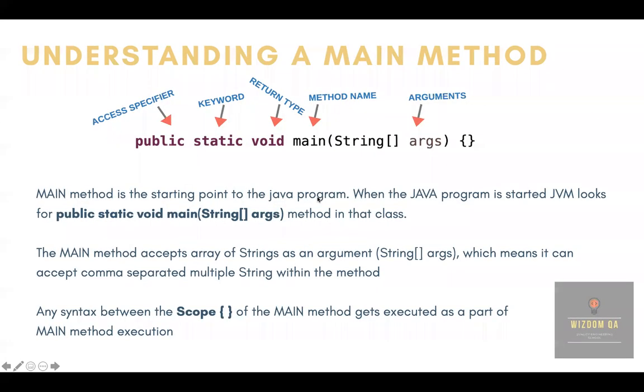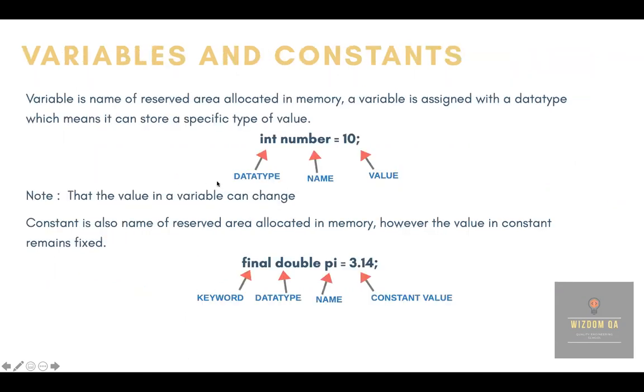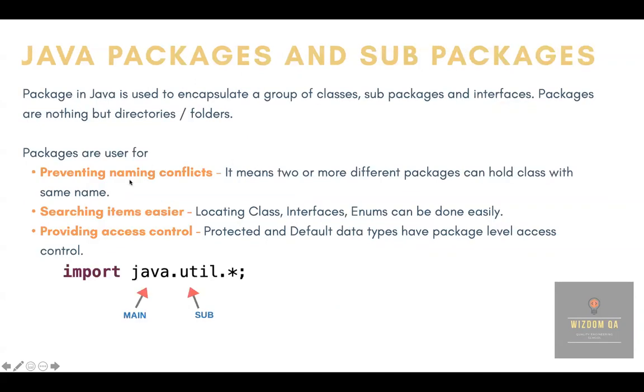So let's move on to the next section here. Java packages and sub packages. I've already explained how to create a package. A package in Java is used to encapsulate a group of classes, sub packages, and interfaces. Packages are nothing but directories or folders. I've explained that to you already. Packages are used for preventing naming conflicts. It means two or more different packages can hold classes with the same name, obviously, right?